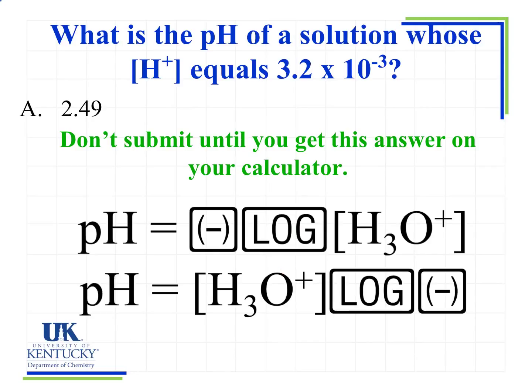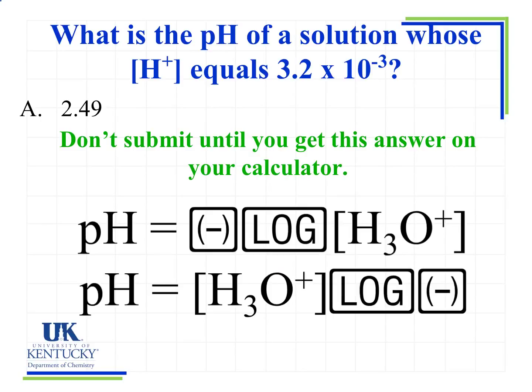What we're going to do is find the pH of a solution whose H plus, or H3O plus, same thing, equals 3.2 times 10 to the minus 3. From this, we know that our value is going to have to be somewhere close to 3 because we have that exponent of minus 3. So our pH is going to have to be there. And I'm going to tell you that our answer is 2.49. That's the pH of our solution.